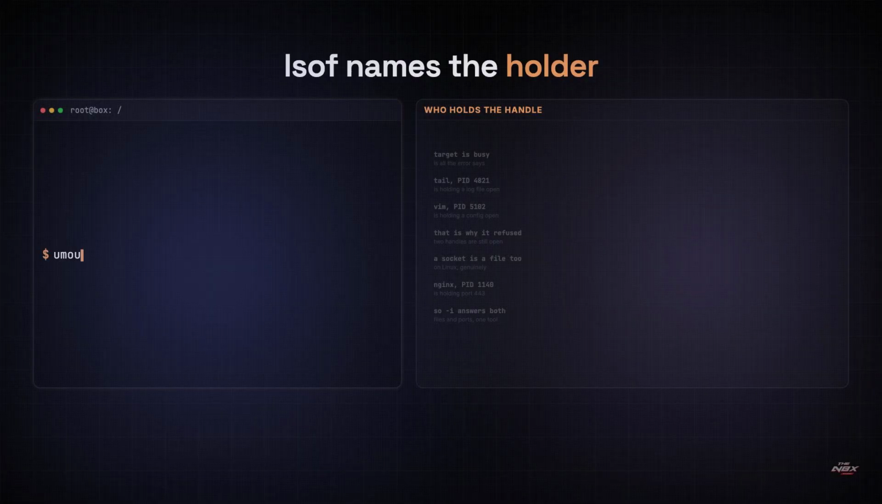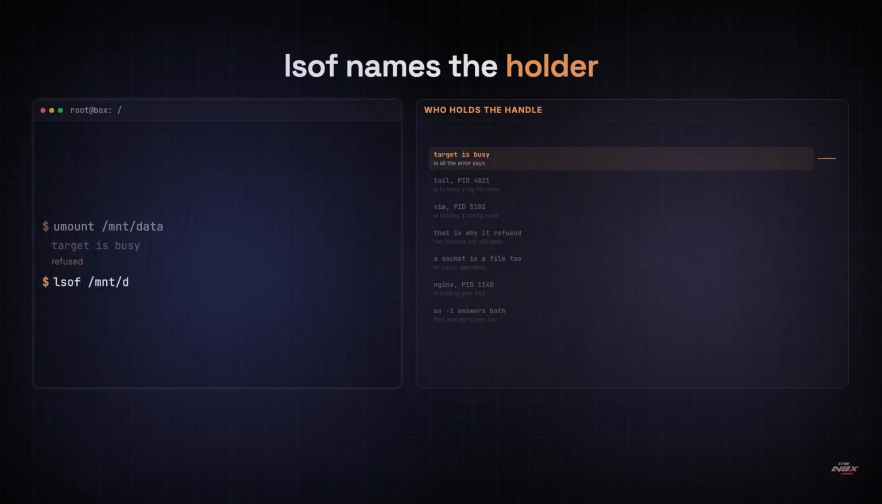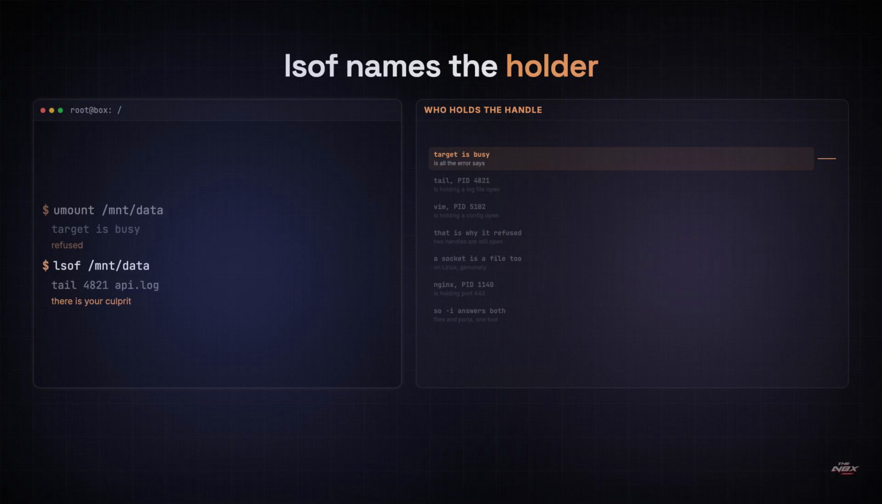You try to unmount a disk and it refuses with "target is busy," which tells you nothing useful. lsof, short for list open files, tells you who's responsible. Tail is holding a log file open on that disk. Vim is holding a config. Those 2 handles are the entire reason the unmount failed.